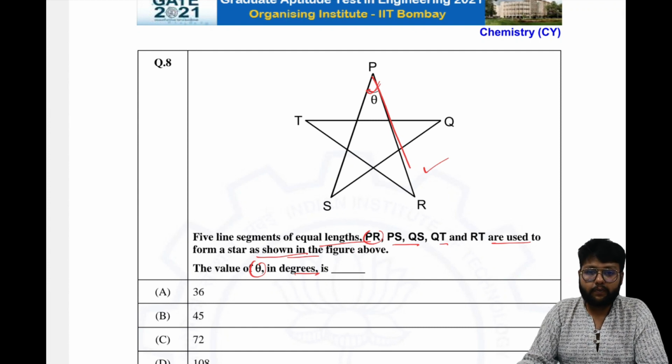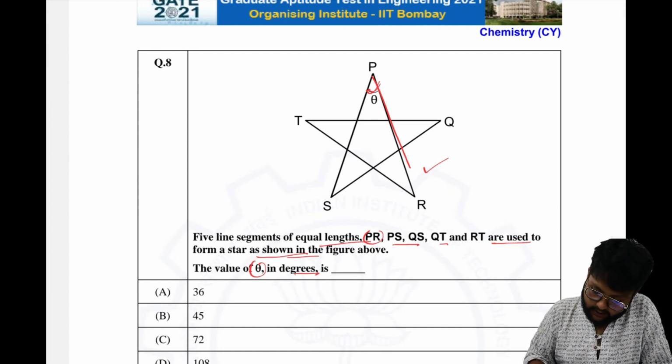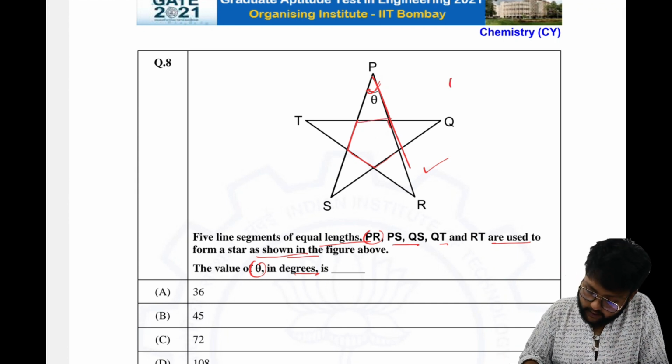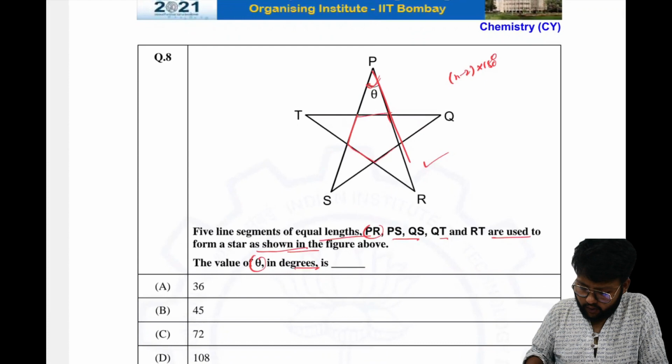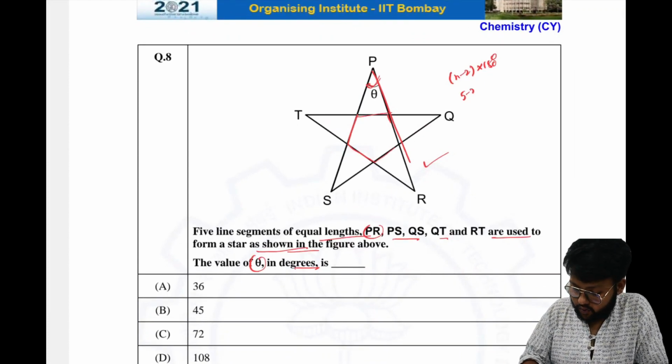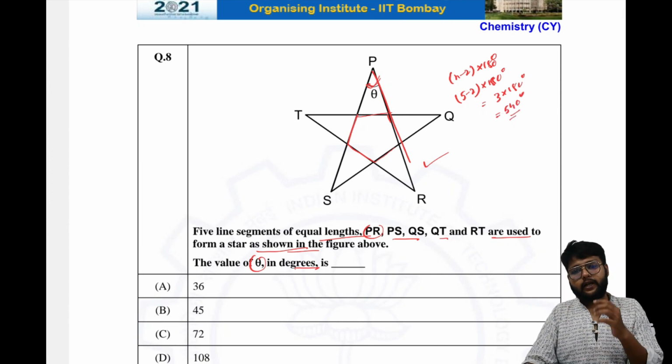For this we have to know the equation for a polygon: the sum of the inner angles will be n minus 2 into 180 degrees. Here the polygon is the five-member ring, so n is 5, and 5 minus 2 into 180 degrees is 3 into 180, that is 540 degrees. So the sum of the inner angles will be 540 degrees.